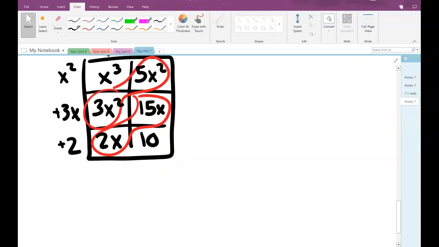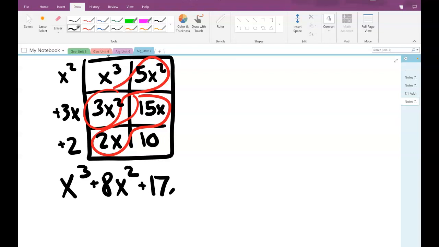So this would be x to the third. Now we combine our first diagonal. 5x squared plus 3x squared is a positive 8x squared. 15x plus 2x is a positive 17x. And then we have plus 10.